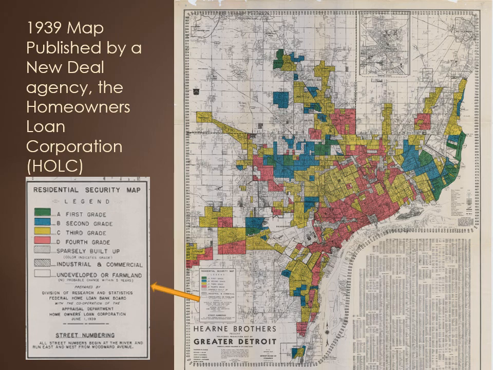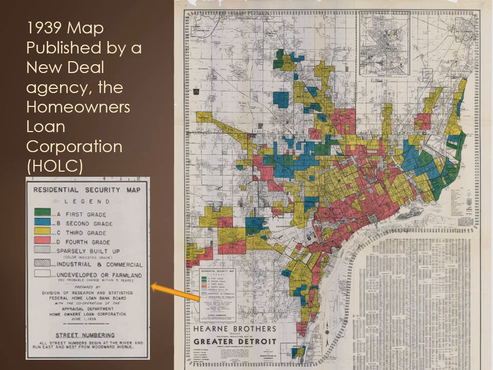Now look at Detroit here. You have a few green areas. These are the upper class areas. You'll notice the Grosse Points over here are green. There was no problem getting home loans in those neighborhoods. The blue areas were second grade, but still pretty good. The yellow areas were a lower category, but it was still often possible to get home loans in these areas. But in the red areas, you could not get home loans. The federal government would not lift a finger to help you own a home.